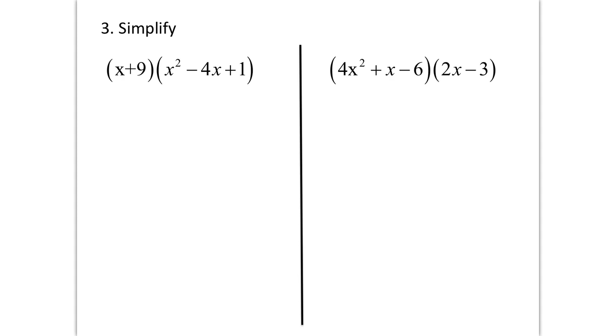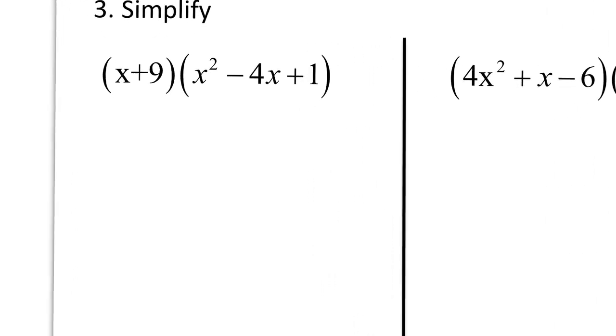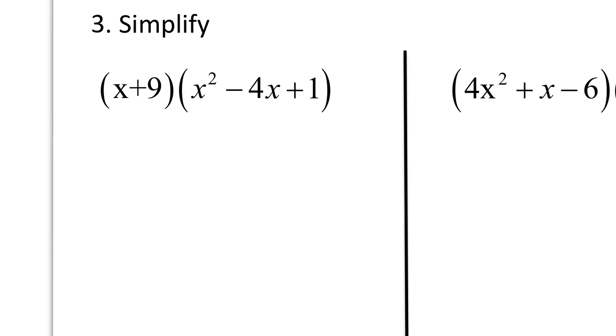Now, when you have a binomial times a trinomial, same idea, but you're just going to do it one more time with the trinomial because you have 3 terms. So you are going to distribute, but you will do it 3 times. So we want to simplify. Once again, I know I have to multiply because I don't have anything in between the parentheses.